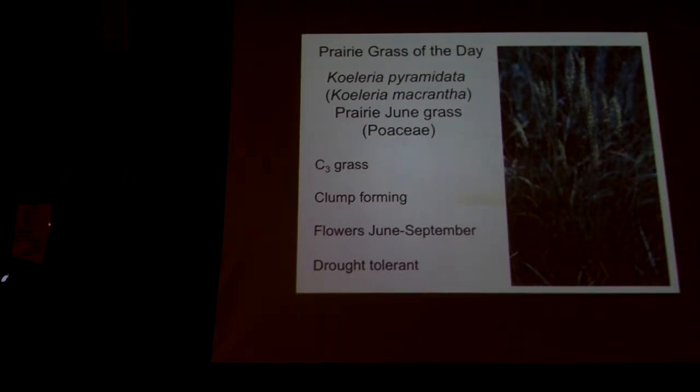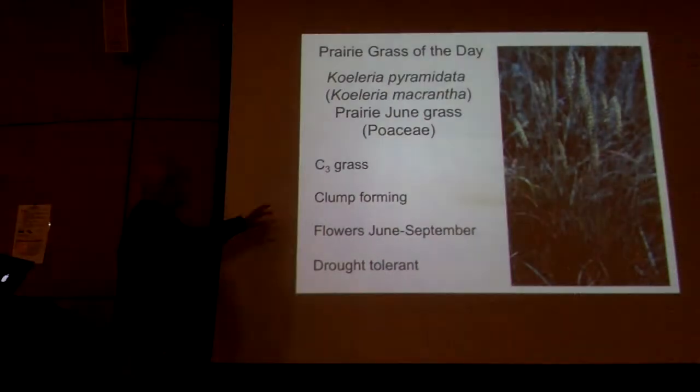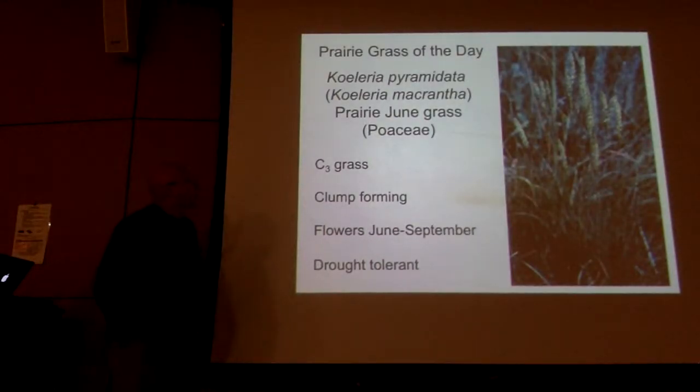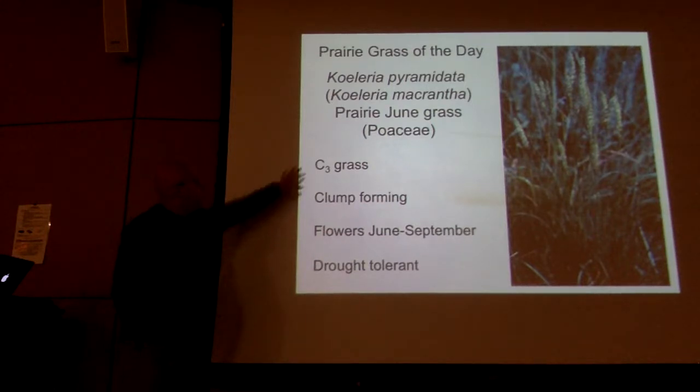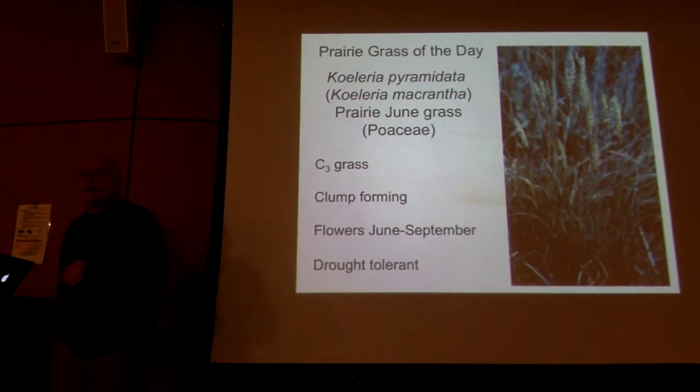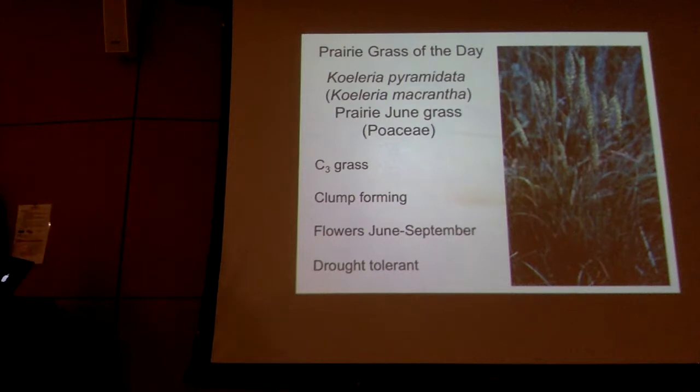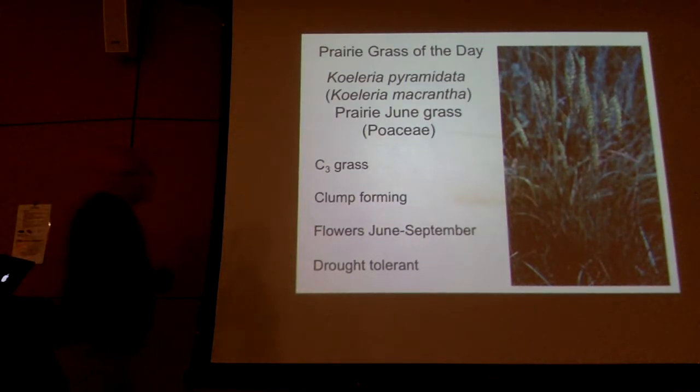I haven't seen the screencast, but did you talk about C3 and C4 photosynthesis in the screencast? That is what we're focusing on today. So today we're going to talk about C3 versus C4 photosynthetic pathways. Prairie June grass, Koeleria macrantha, is a C3 grass, which means that it has a form of photosynthesis that is less water conservative than C4 grasses.